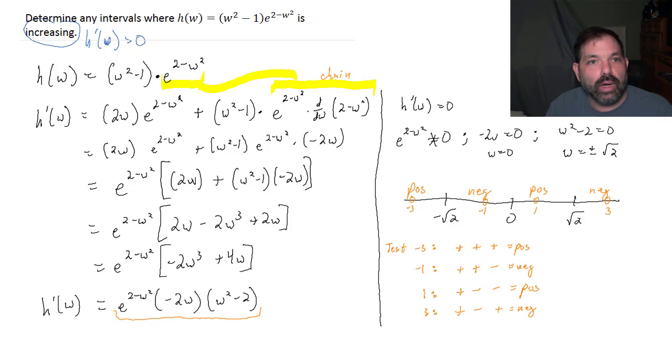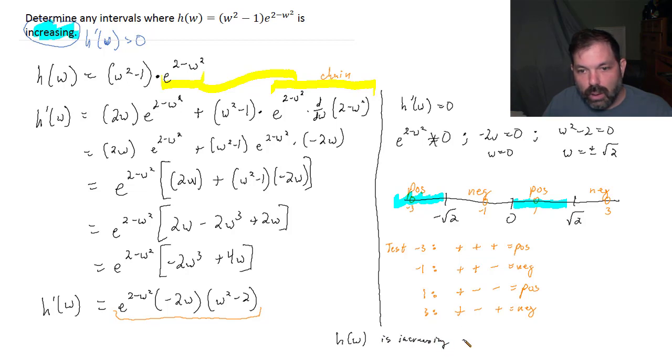All right, and we wanted where it was increasing. It's increasing where the derivative is positive. So 2 intervals. So I would say that h of w is increasing on negative infinity to negative root 2, and again on 0 to root 2.